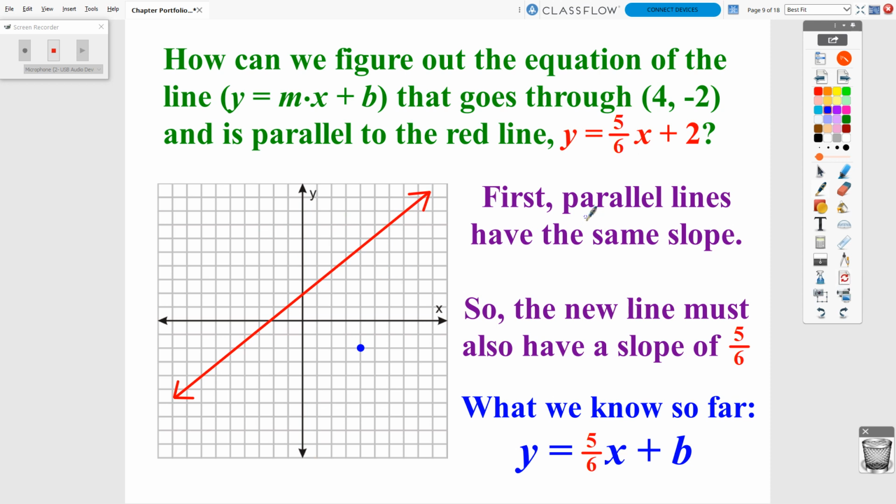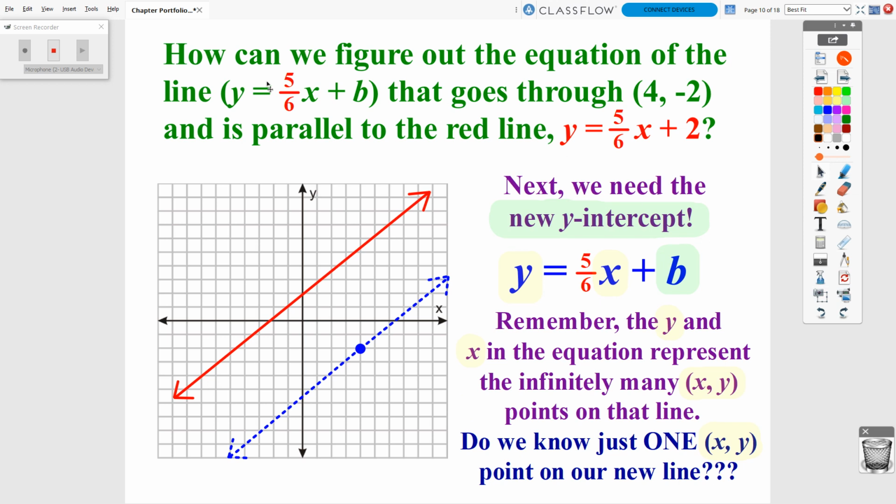So the thing to know about parallel lines is that they have the same slope. So we already know one thing about this line that needs to go through this point and needs to be parallel to this red line, is we know that it also has to have a slope of 5/6. So here's again what we know so far. We know our slope is 5/6, so y equals 5/6x, but then plus b. Just because they're parallel doesn't mean they're going to have the same y-intercept as well. Then that would be the same line, and they would be right on top of each other, and then they would intersect infinitely many times.